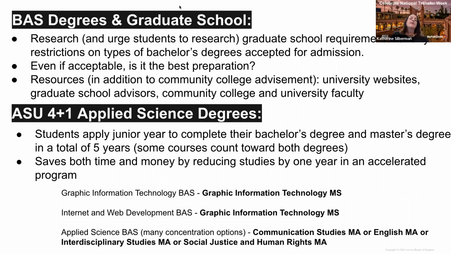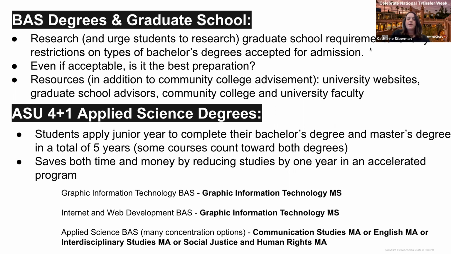Resources, rather. And then I just wanted to point out that Arizona State University has 4+1 applied science degrees. And so if you're wondering if you can get into graduate school, ASU has some programs that make it very smooth to get into graduate school because it's built into the program.